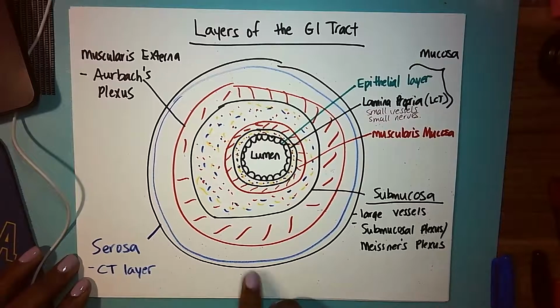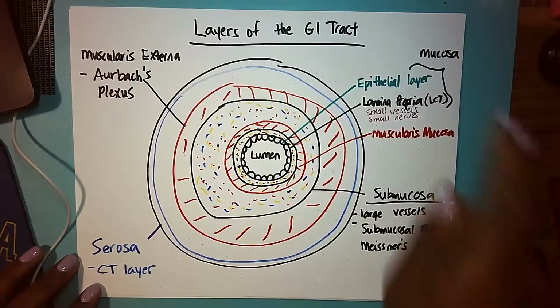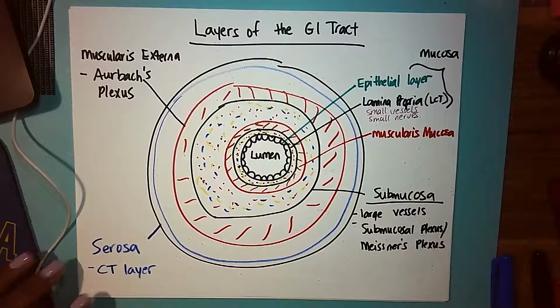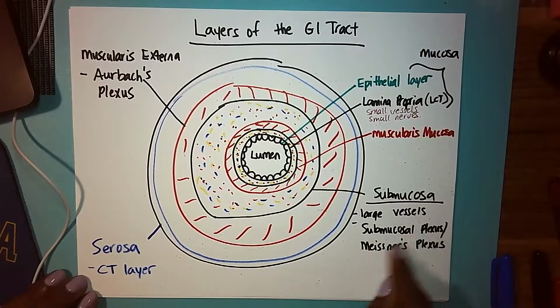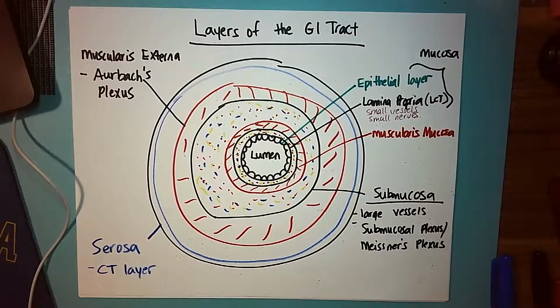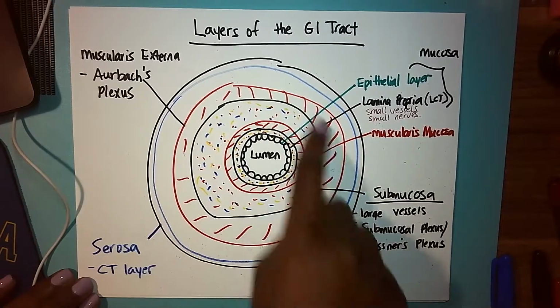Okay, so these are the layers of the GI. We've got the mucosa, which is the inner lining. The epithelial layer is found here. The lamina propria is found here, the muscularis mucosa. We've got the submucosa, which has our bigger arteries, our bigger vessels, and our submucosal plexus. And then we have the muscularis externa, which is a thicker strip of smooth muscle.